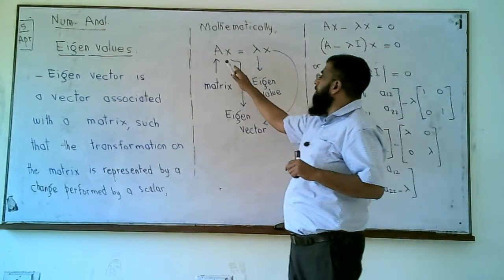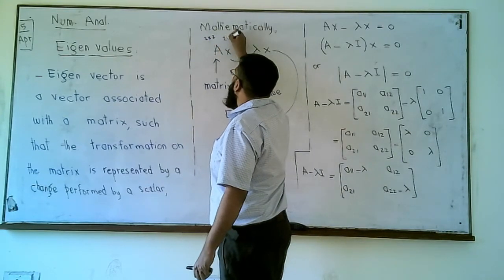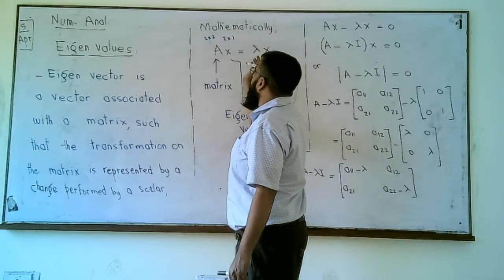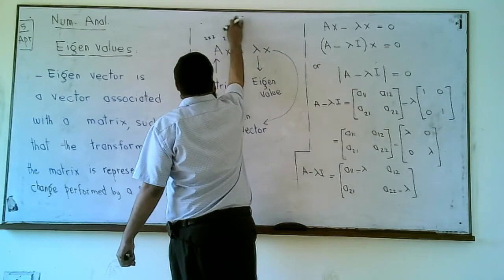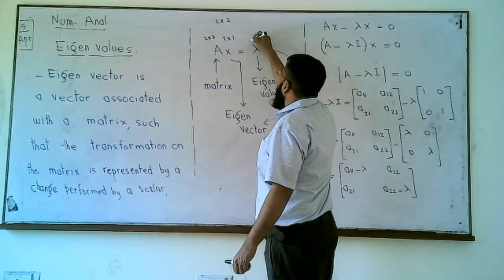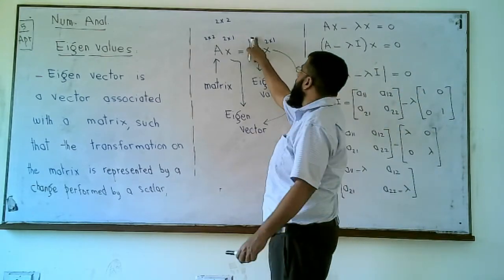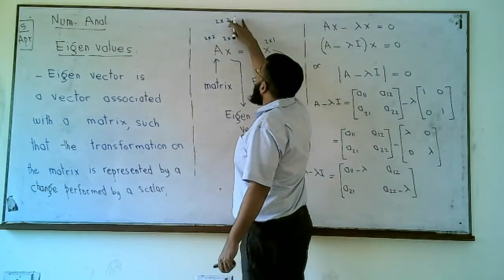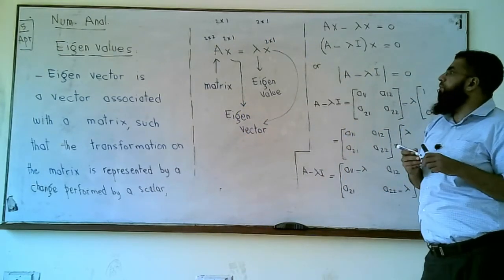This means that if A is a square matrix of size 2 cross 2 and this x is a vector of size 2 cross 1, this multiplication will result in a vector of size 2 cross 1. This lambda is a constant, 1 cross 1, multiplied with a 2 cross 1. So this 1 cross 1 is a constant value. It is multiplied by each and every element of this vector, and this also gives us a vector of size 2 cross 1.